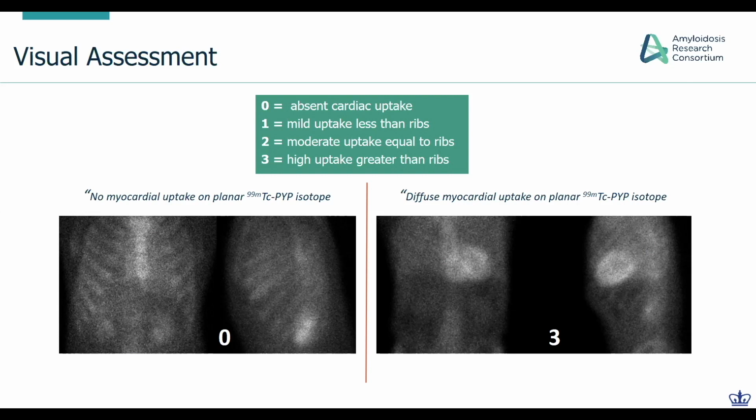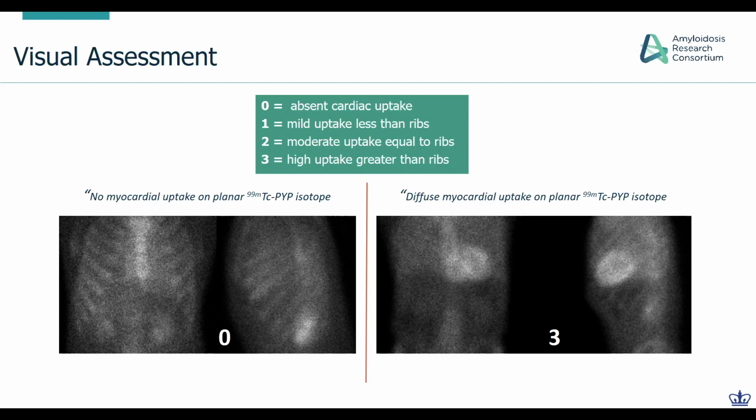You do not get focal uptake. If there is focal uptake, that's usually an old MI, or a rib fracture in that area, or sometimes in constrictive pericarditis you can see some. But remember, if there's no diffuse uptake, it's highly unlikely that this is TTR cardiac amyloidosis.